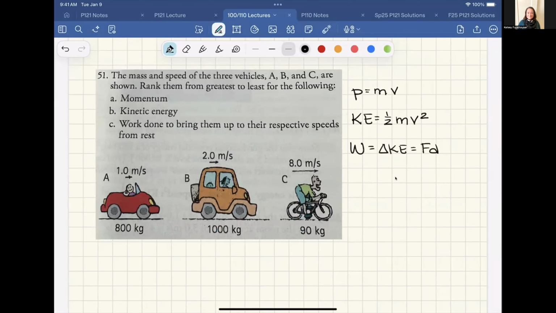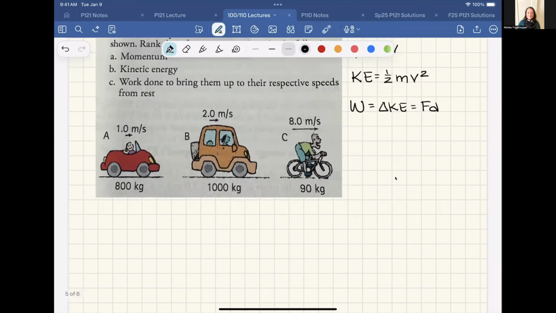So first, it's asking us to rank the momentum. So let's just calculate all of their momentum. Momenta, I think it's actually the plural, but it's okay. We don't have to use the proper plural. So momentum for A, we have a mass of 800 kilograms and a velocity of 1 meter per second. So that gives us 800 kilogram meters per second for the momentum of car A.